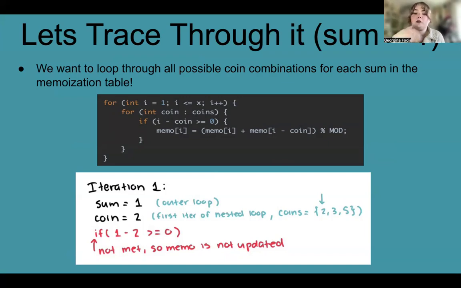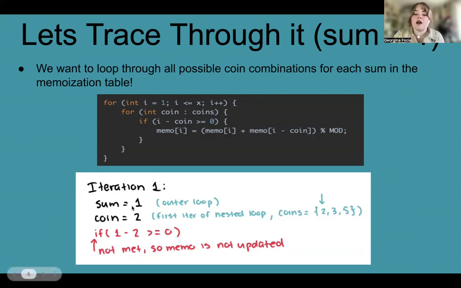So our outer loop is looping through all of our possible sums, so 1 through 9. Notice how we're not starting at 0 right here, because we already declared 0 as our base case where memo of 0 equals 1. Therefore, we don't need to process it again. And our nested loop is simply looping through all of the coins. So we're looping through all of the coins for every possible sum in our memoization table.